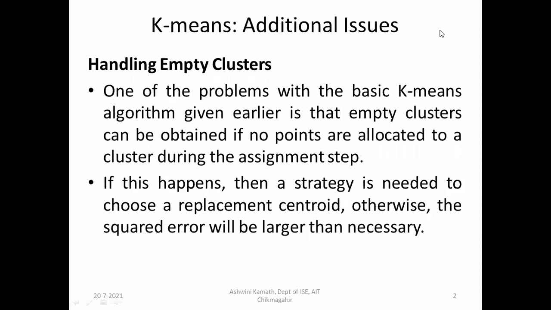If this happens, then a strategy is needed to choose a replacement centroid. Otherwise, the squared error will be larger than necessary. Since the cluster has no points, the squared error will be larger while calculating it. So we need to select another centroid so that all the points will be assigned to some cluster and no empty clusters are created.